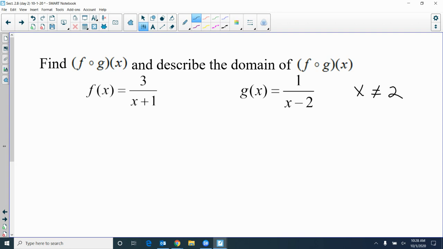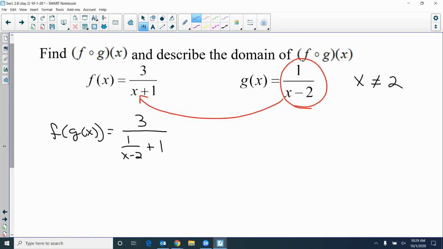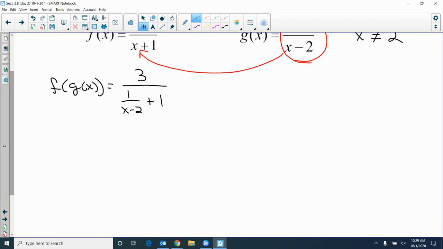Now let's actually figure out what f of g of x simplifies to. So when we do this, take this whole function, 1 over x minus 2, and put it in for x. So it becomes 3 over 1 divided by x minus 2, plus 1. And back from earlier in the year, you cannot leave a complex fraction. So we got to simplify this to have a single numerator and a single denominator. Okay? So I got to take this right here in the denominator, 1 over x minus 2 plus 1, and I got to simplify it. We'll get a common denominator for that part.